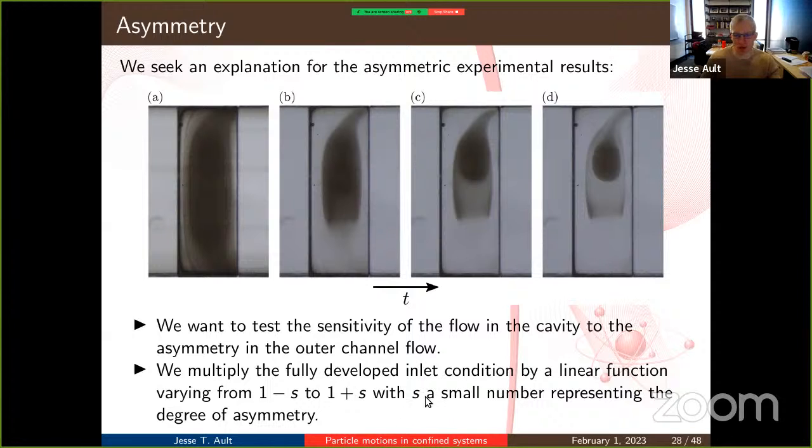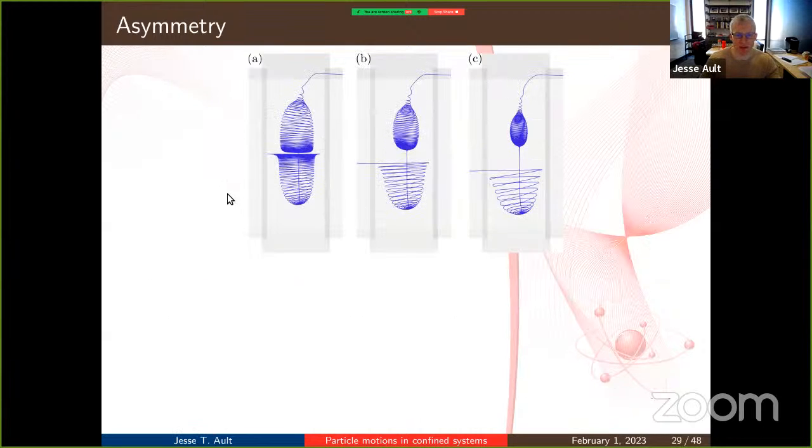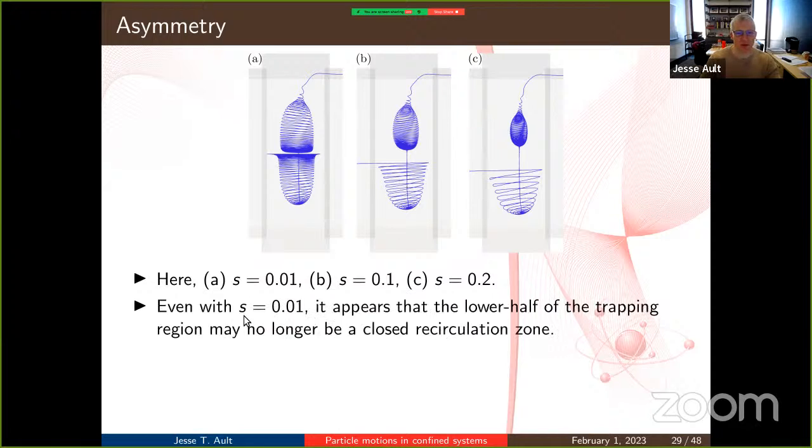So essentially, we just perturbed the fully developed velocity inlet condition by some kind of linear function with a small asymmetry perturbation. And so what you find is, as you increase the magnitude of that asymmetry, here it's 0.01, 1%, 10%, or 20%, you actually can see some kind of distortion in the shape of these vortex breakdown regions. And so even with this 1% asymmetry, it actually appears like the lower half of this trapping region may no longer be a closed recirculation zone. So if you were actually to flush dye out of this system, it's not really obvious from these pictures whether dye will even remain trapped here or not, because it appears that those streamlines may not be closed recirculation loops anymore.